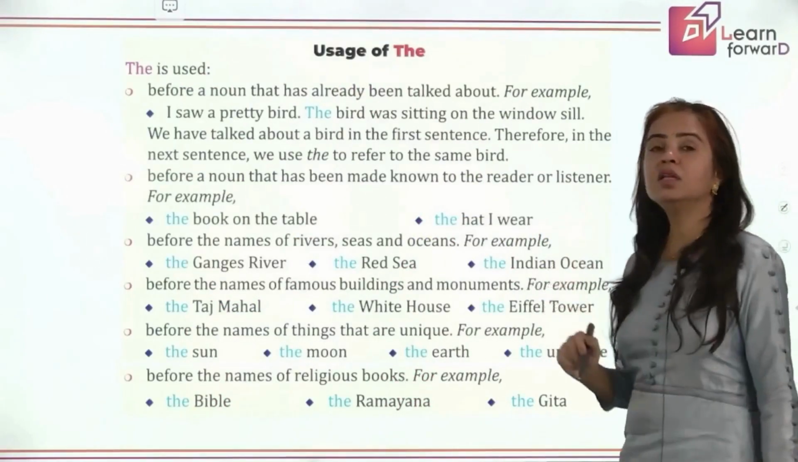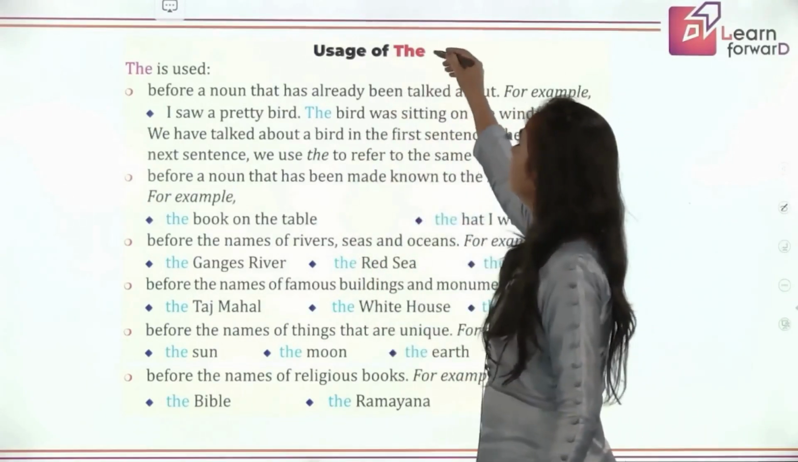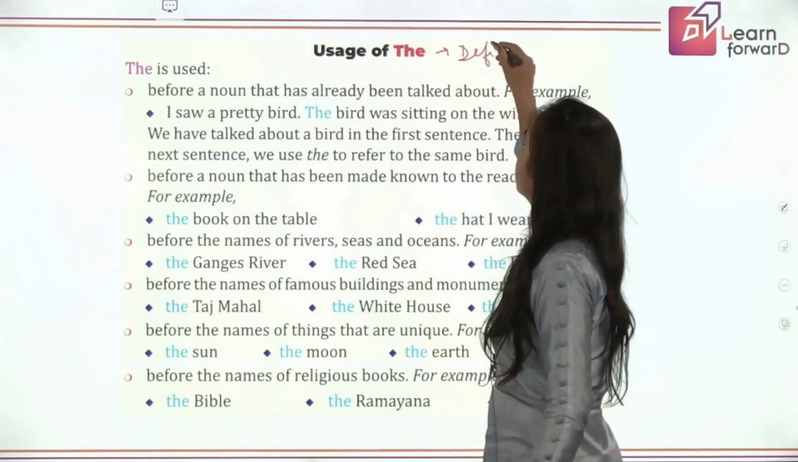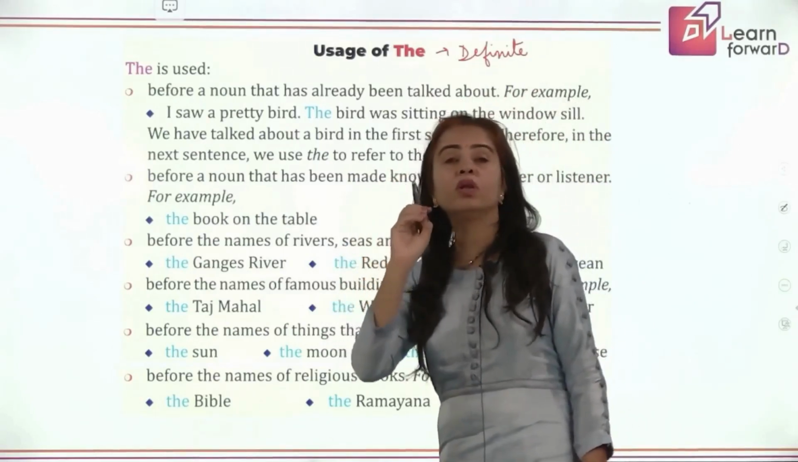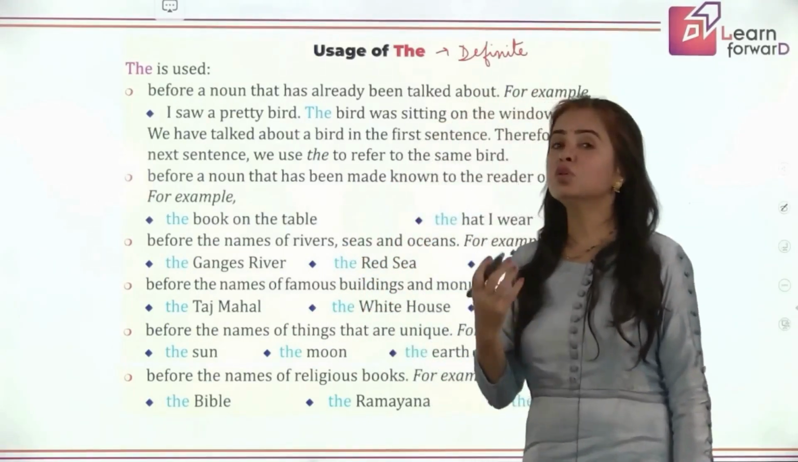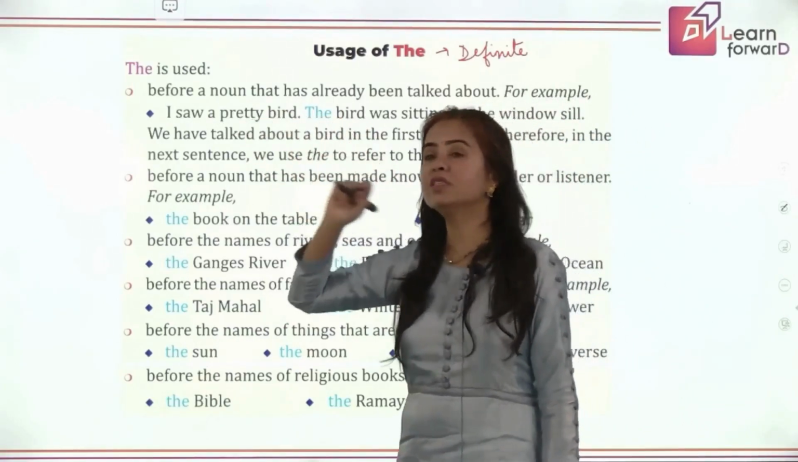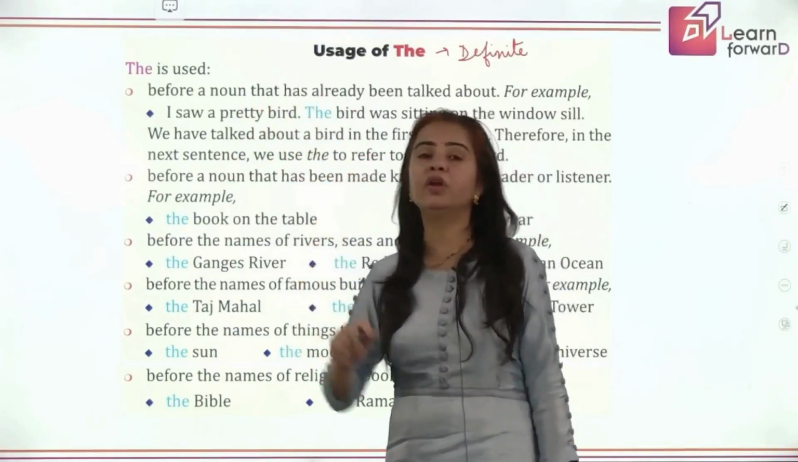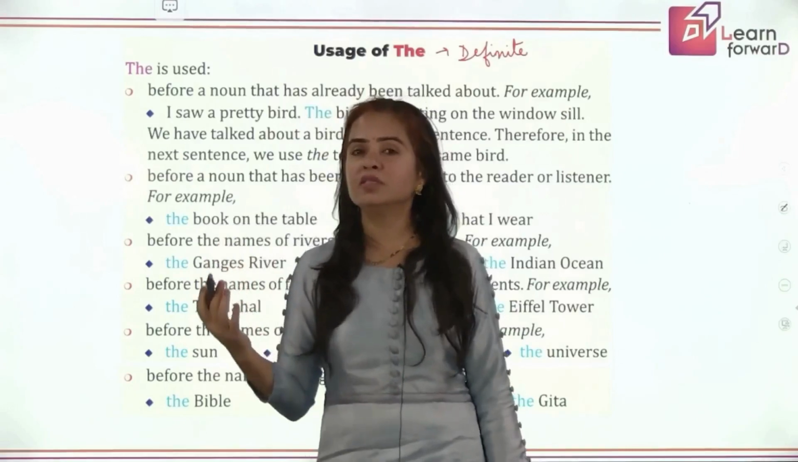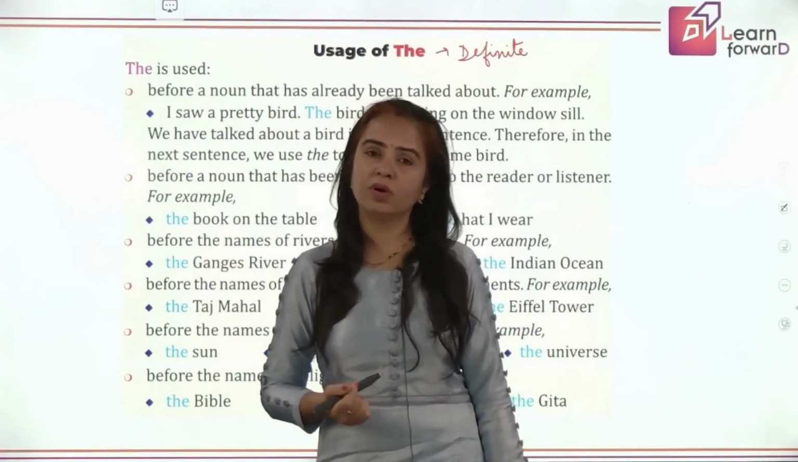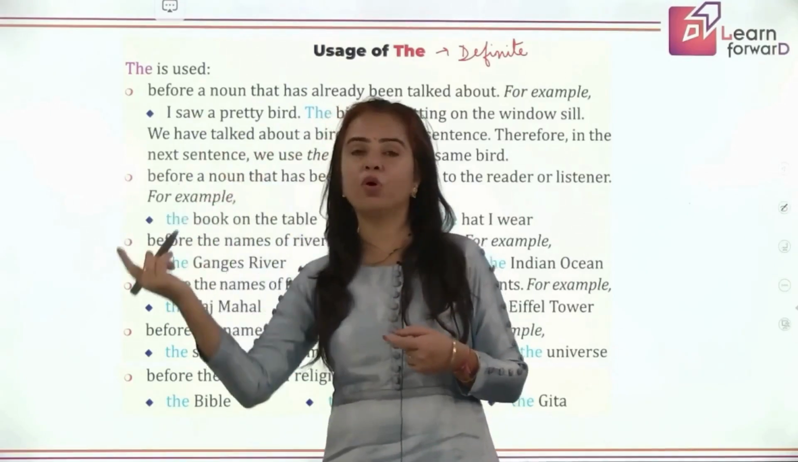Now going ahead, we will be learning the uses of article the. As I've just told you, the is a definite article. Definite means particular. That means we are talking about a noun that is specific. So what you have to see is, while using the, how do you use? First thing is, when you have already talked about a noun previously. For example, a boy is standing outside. I am talking about him. The boy, that means again I am talking about the same boy who is standing outside.